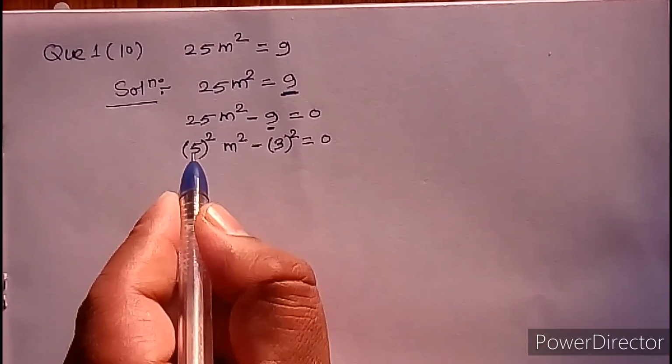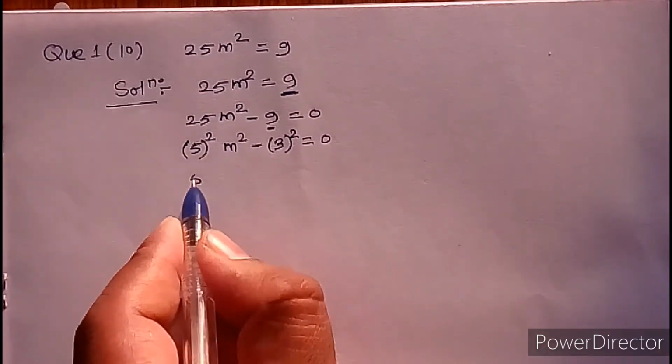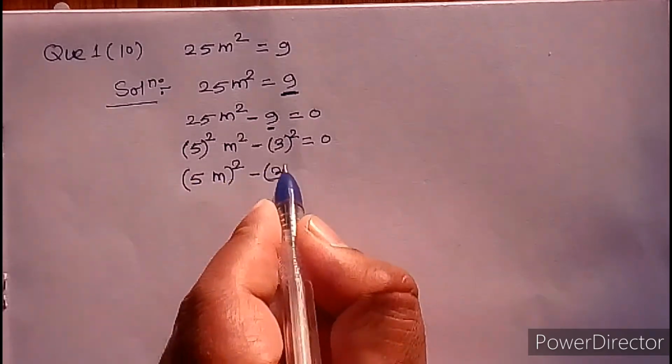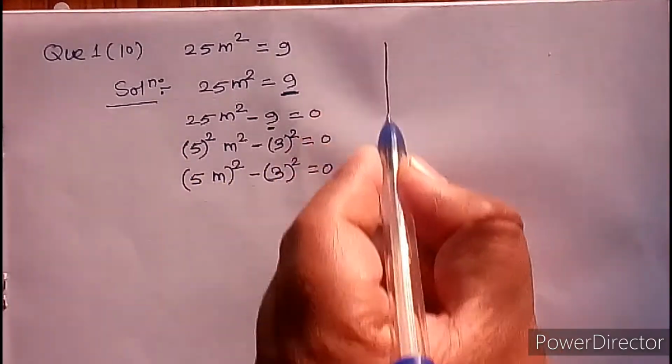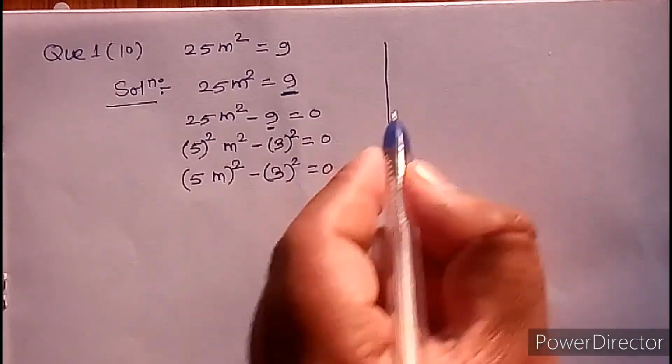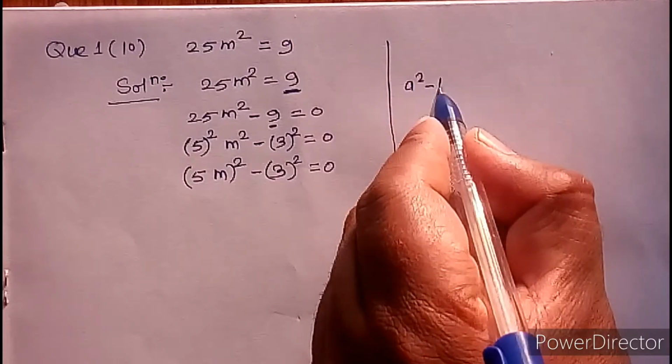Now here you can see that the 5 square and m square, which we can write as (5m) whole square, minus 3 square equals 0. Now you can see that this (5m) square minus 3 square is in the form of a square minus b square.